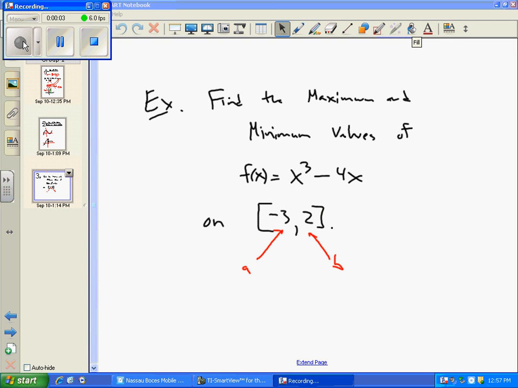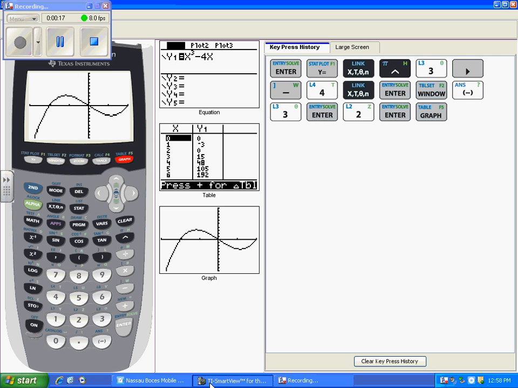What I'd like to do now is continue with the problem we were looking at earlier in that first video. We were looking at the function f of x equals x cubed minus 4x on the interval of negative 3 to 2, and we want to find the maximum and minimum values of that function on that interval. So let's have a look at our calculator. Here's the graph of the function.